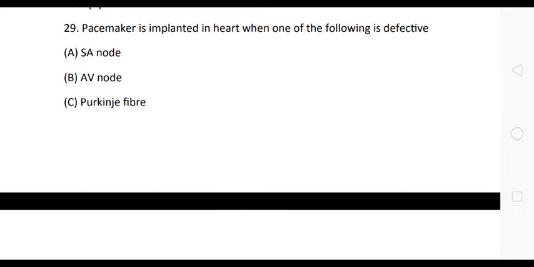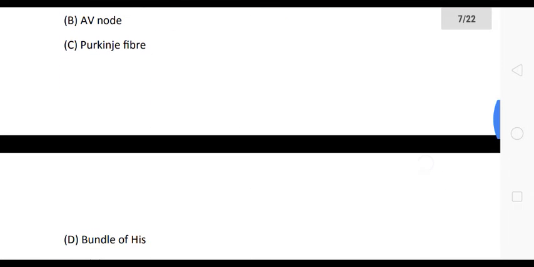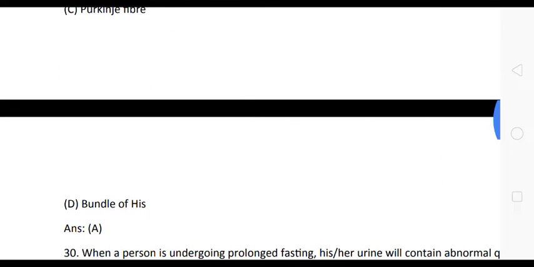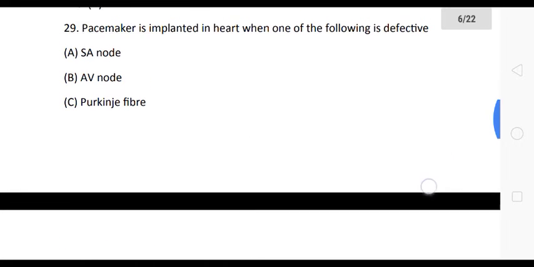The next question is, pacemaker is implanted in heart when one of the following is defective. Options are A, SA node, B, AV node, C, Purkinje fiber, and option D, bundle of His. The correct answer is option A, SA node.